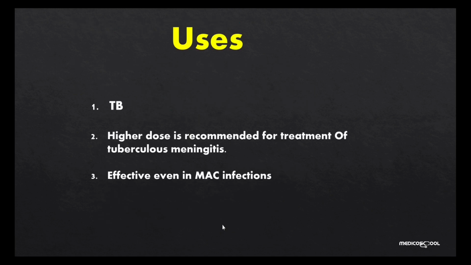Now talking about its uses, it is mainly used for the treatment of tuberculosis. It is also used for tuberculous meningitis in higher doses, not in normal or low doses. It is effective even in Mycobacterium avium complex infections. So for tuberculosis, tubercular meningitis, and Mycobacterium avium complex infections, these were some uses of ethambutol.